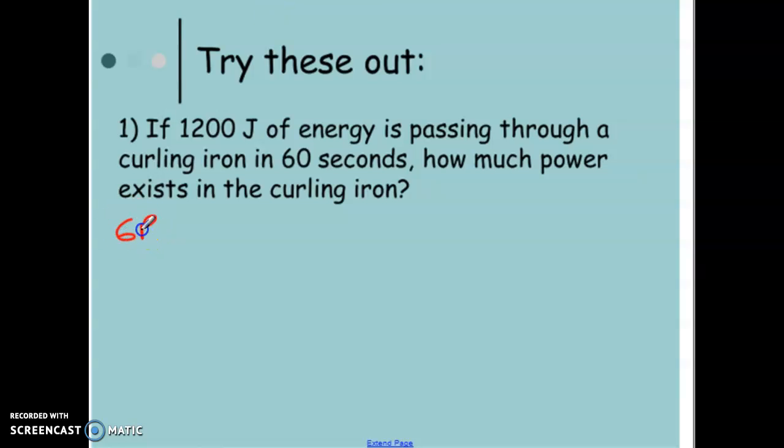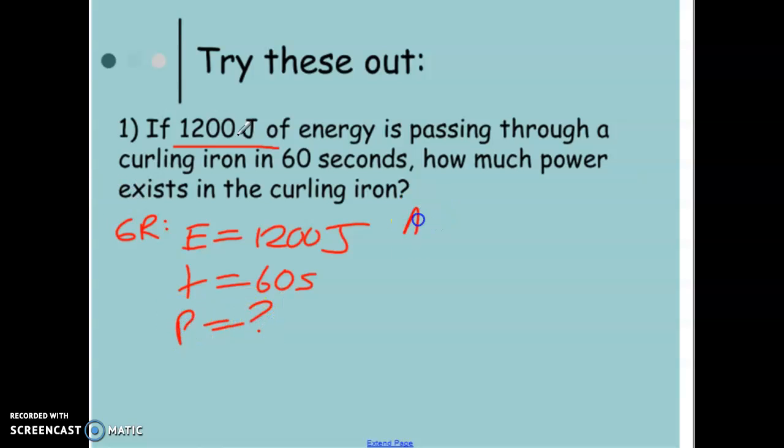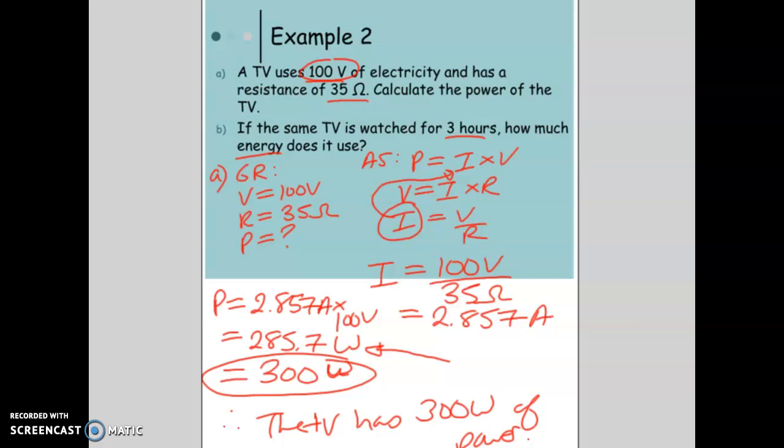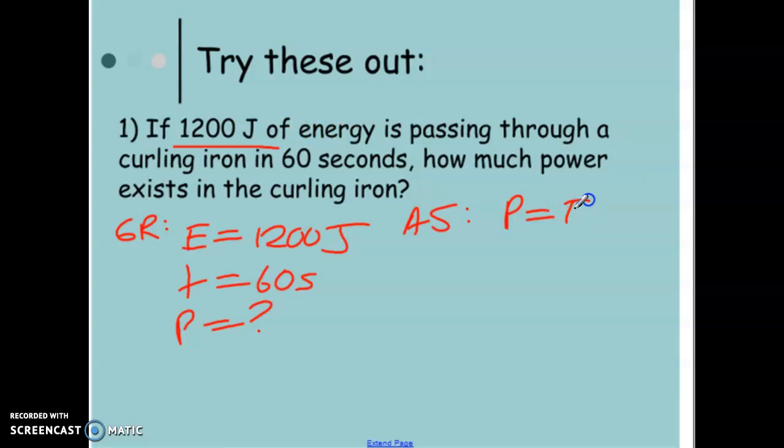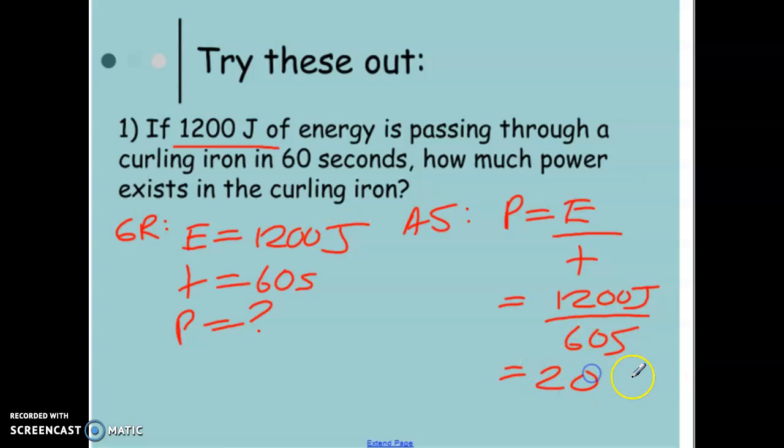All right, so let's take a look. So we have the energy amount, 1,200 joules. We have time already in seconds. That's really nice. And we're looking for power in the curling iron. So power is equal to E over T. We already have the units in the proper amount. So 1,200 divided by 60 is 20 watts. Okay, make sure you have a therefore statement. So the curling iron has 20 watts of power.